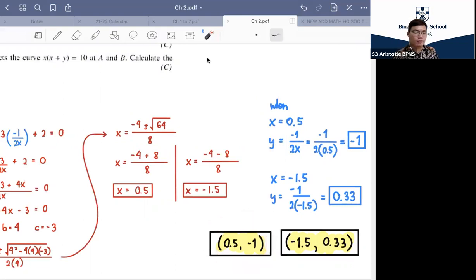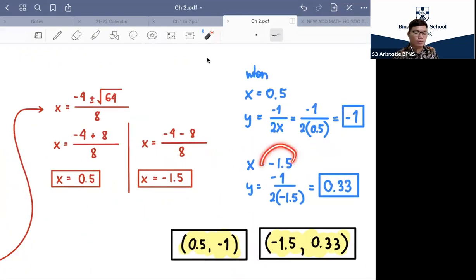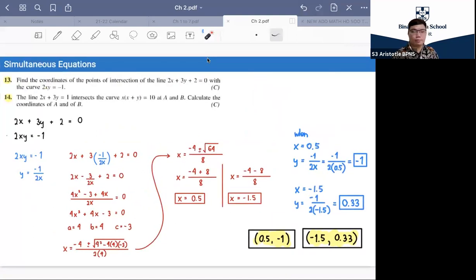All right, and how about for my second point? So if x is negative 1.5, y is equal to negative 1 over 2 times negative 1.5. So therefore, y is 0.33333. Okay, so yeah, this is my second point, negative 1.5 and 0.33. Okay, do you guys have any questions with number 13? Okay, so yeah, that's it for number 13.